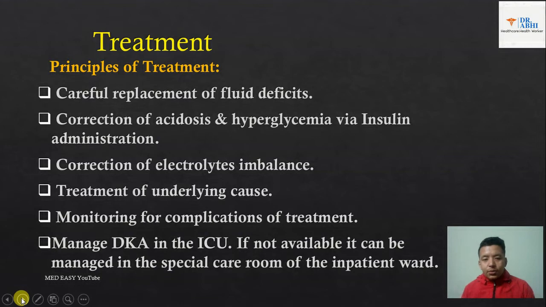Correction of the acidosis and hyperglycemia via insulin administration. Correction of electrolyte imbalance, treatment of the underlying cause, and monitoring the complications of treatment. Diabetic ketoacidosis should be managed in the ICU. If not available, it must be managed in a special care room or inpatient ward.